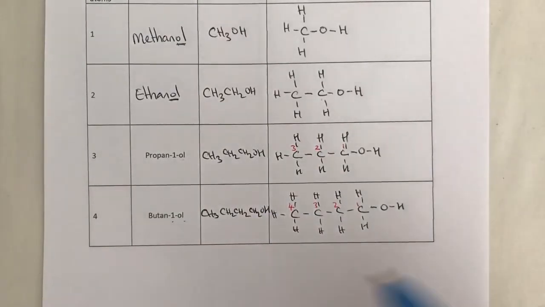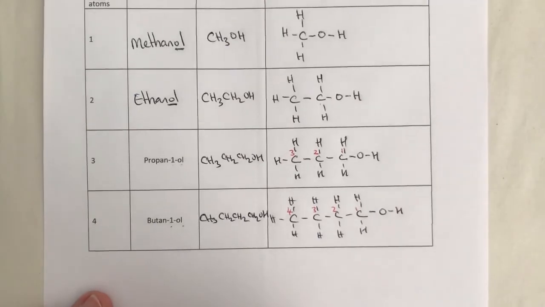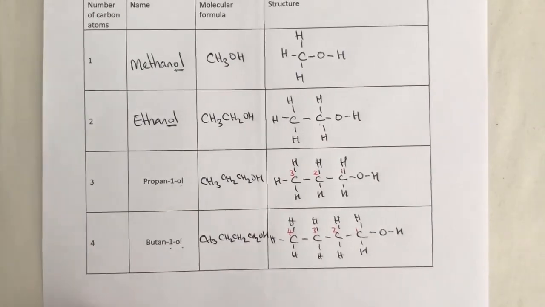There are your structures. This is how you work the names out, so butan-1-ol and propan-1-ol, and you number them up to get the 1 in position. Have a look at them, have a go at them. Good luck.